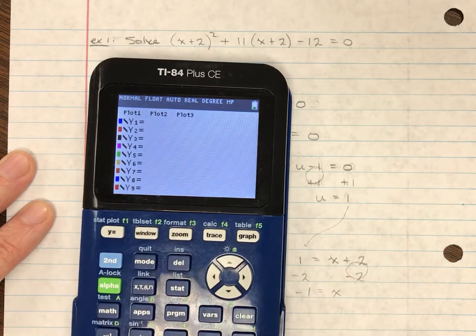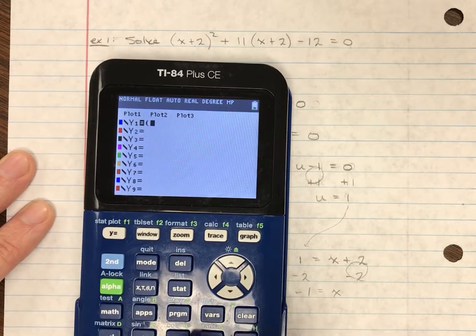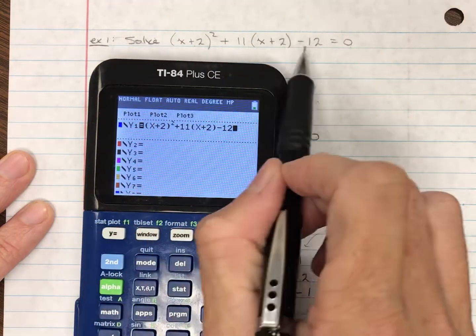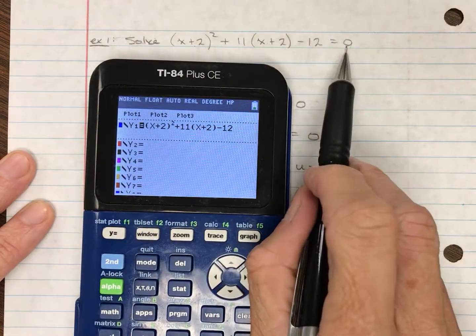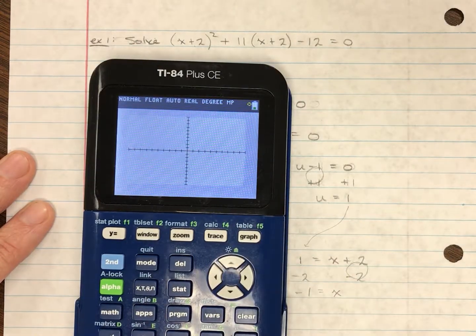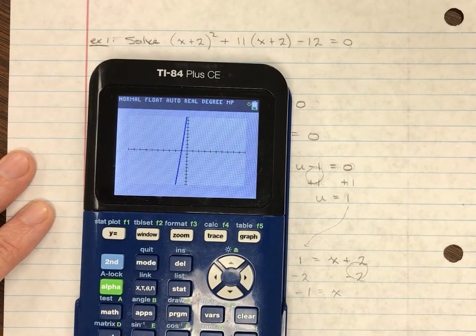Okay, let's go to y equals. Parenthesis x plus 2, close parenthesis squared, plus 11 times x plus 2, minus 12. So there's the left side expression. It's equal to 0, so I can just leave it alone. I'm looking for x-intercepts. Let's graph. Looks like I've got part of a graph.